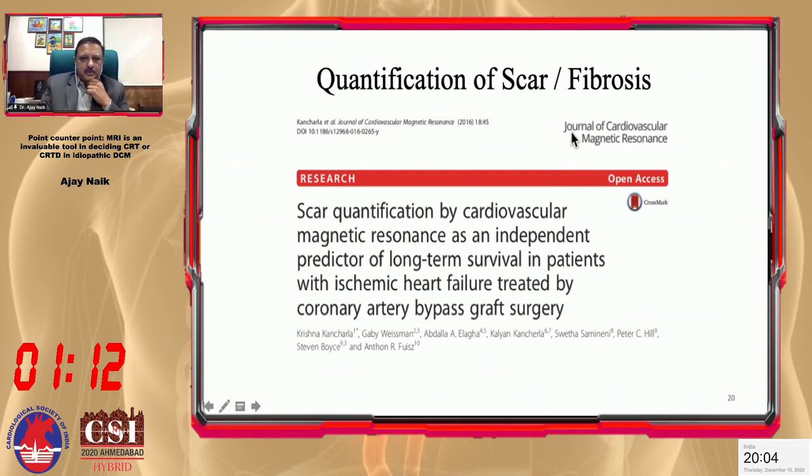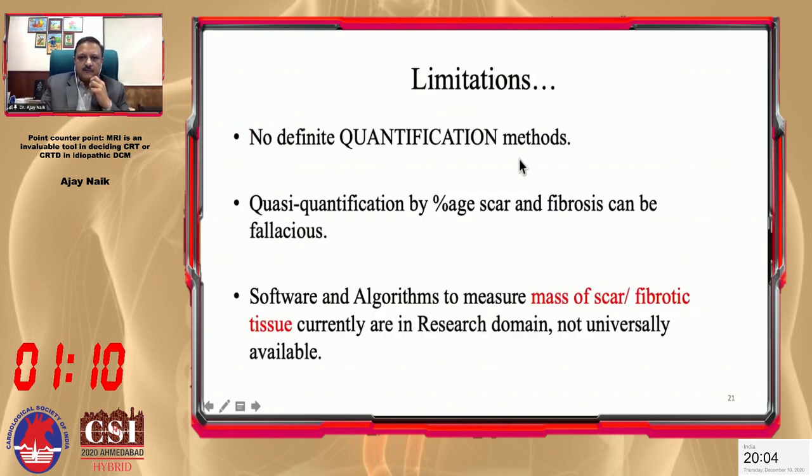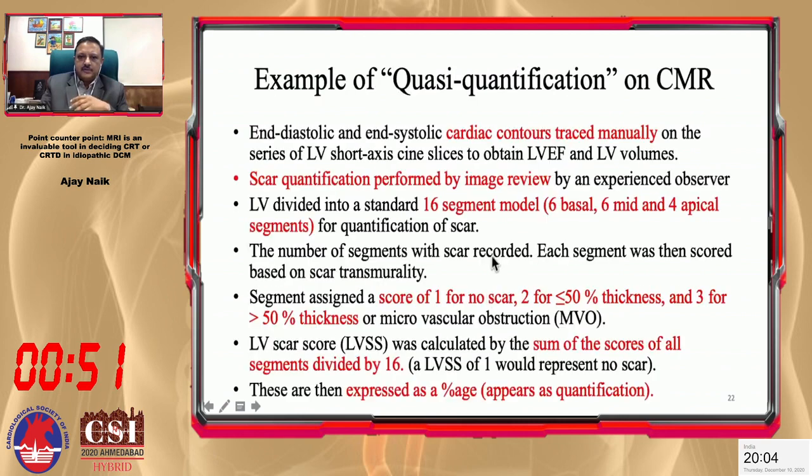Finally, coming to the point of quantification of scar and fibrosis, there are major limitations to this. There are no definite quantification methods. Quasi-quantification by percentage of scar and fibrosis can be fallacious, and special software and algorithms to measure mass of scar or fibrotic tissue are still in the research domain. They are not universally available. What is being done in the form of quantification is quasi-quantification.